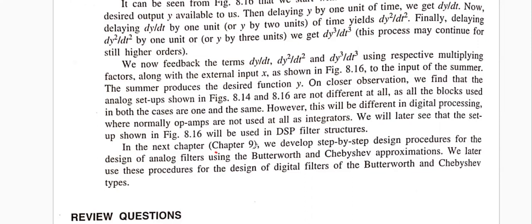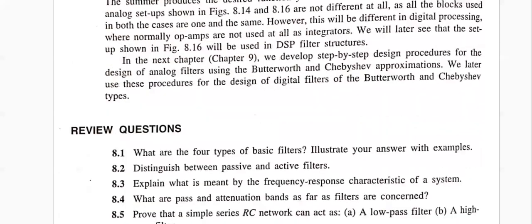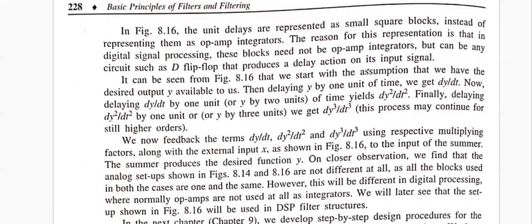In the next chapter, chapter number 9, we'll start with the step-by-step procedure for the design of the analog filter using the Butterworth and the Chebyshev approximation, the most popular two filters in the filter domain. Later we use this procedure for the design of the digital Butterworth and Chebyshev filters. It is in chapter number 12. If you have any question at this moment on this chapter, we can discuss that. Otherwise, we can move to chapter number 9.